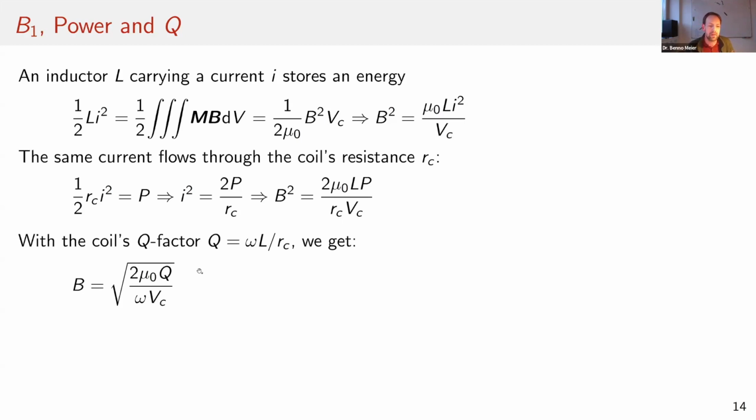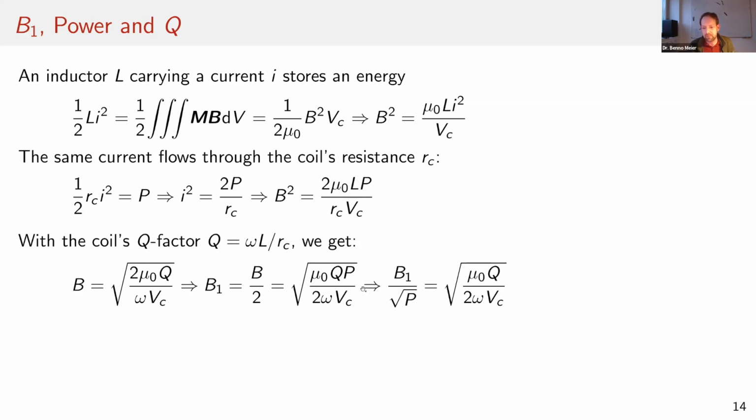Now, the magnetic field we calculated in this way is the magnetic field that's just oscillating in the coil, and it's linearly polarized. And in NMR, what we need is the circularly polarized part of that. And that is just 1/2 of the linearly polarized field. So my B1 is then given by this expression here.